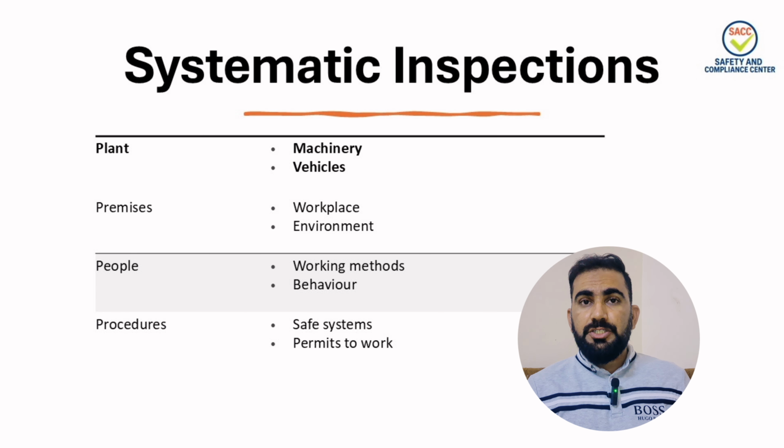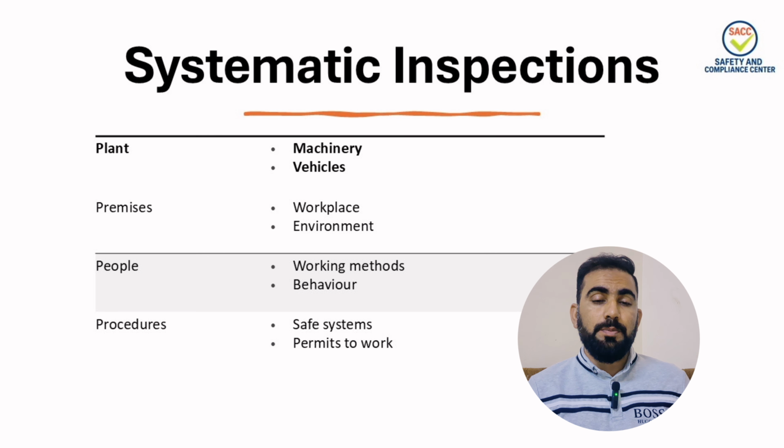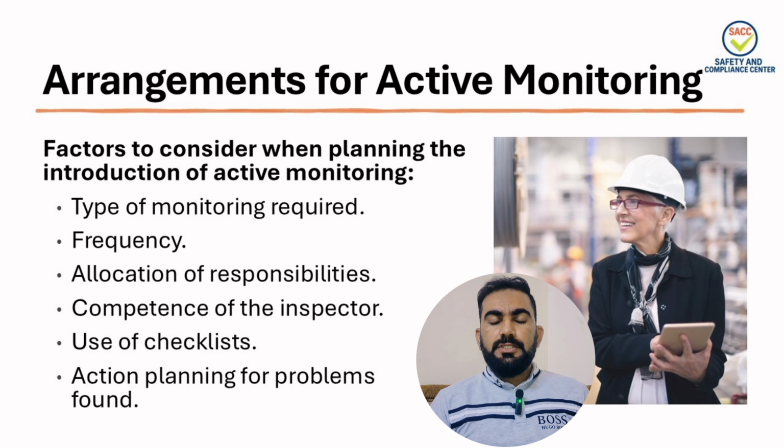Systematic inspections are planned checks that cover different parts of the workplace to make sure everything is safe and working properly. This includes inspecting the plant, equipment, machinery, vehicles, and other workplace equipment or the workplace environment. It also looks at how the work is carried out, how people are working, the behavior of the workers, and whether they are following the safety procedures such as the safe system of work, job safety analysis, or the permit to work system.